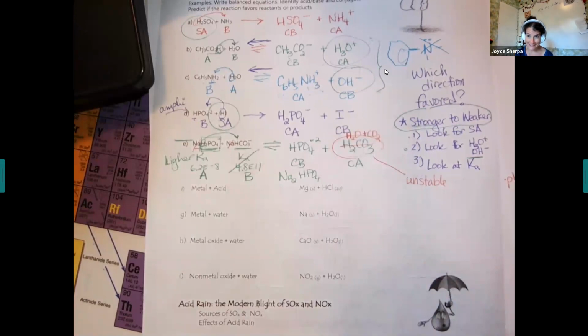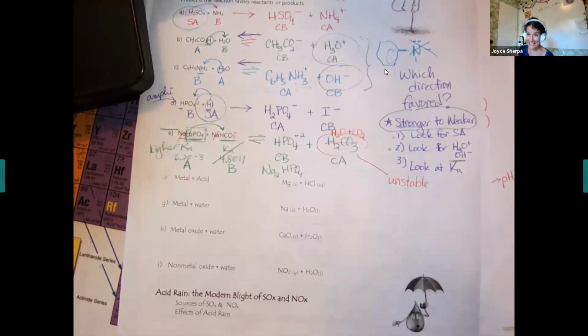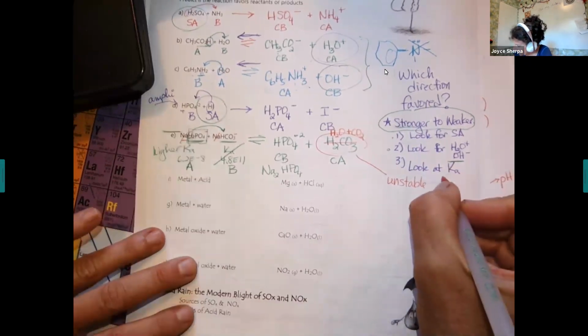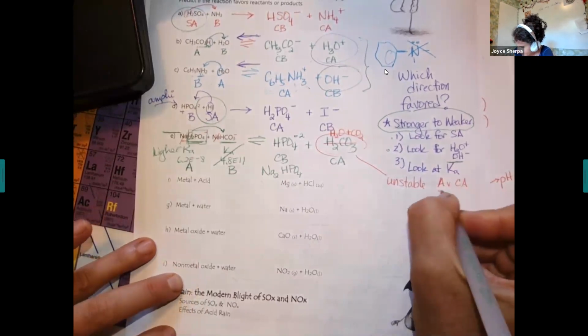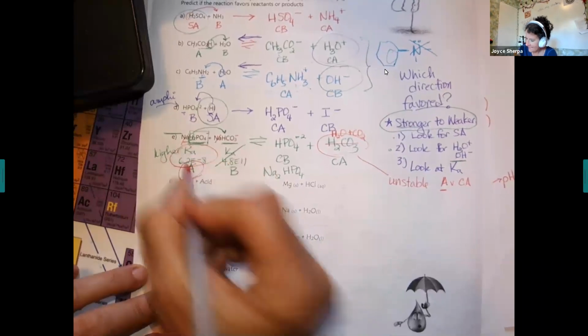And to do that, we don't have a strong acid anywhere in this equation. We don't see the hydronium or the hydroxide. So we have to do step 3, which is look at the Ka. And you look at the Ka of the acid versus the conjugate acid. So the acid's on the reactant side. We already looked up its Ka.